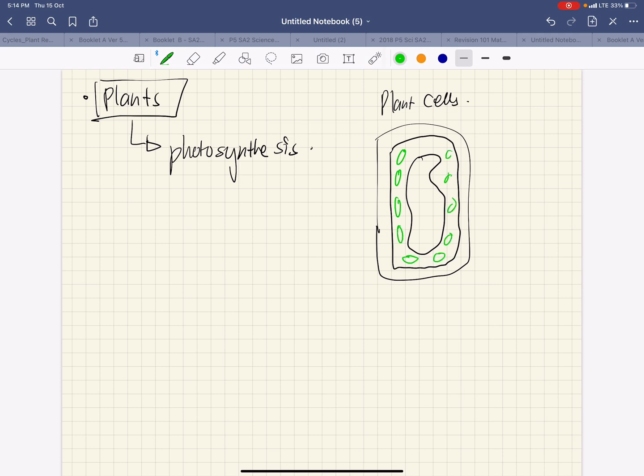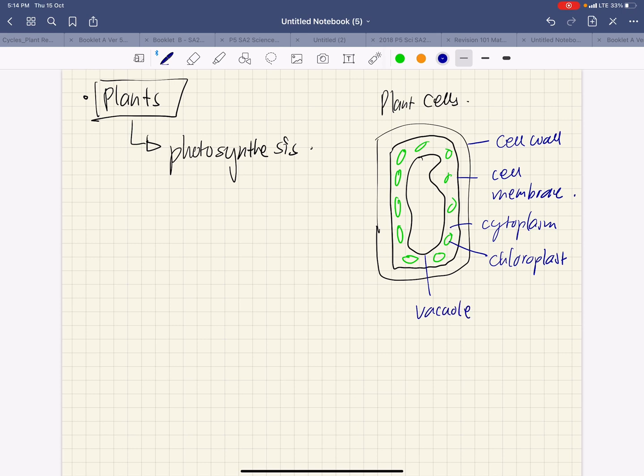Now I'm just going to very quickly do a quick label of this so that we can do a quick revision as well. So this is actually your cell wall, cell membrane, cytoplasm. This is your chloroplast. And vacuole. And of course, not forgetting, which I almost did, your nucleus. Right, so this is a very quick label of the different parts that are found in a typical leaf cell.